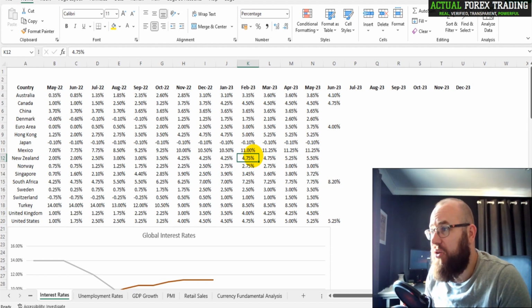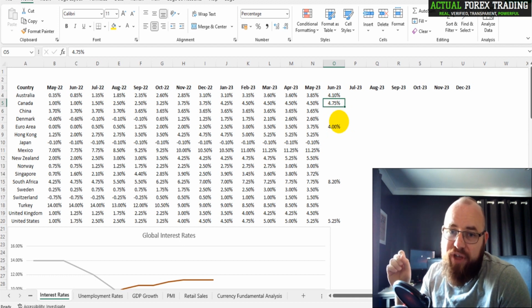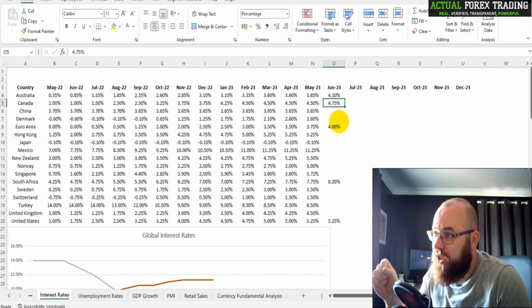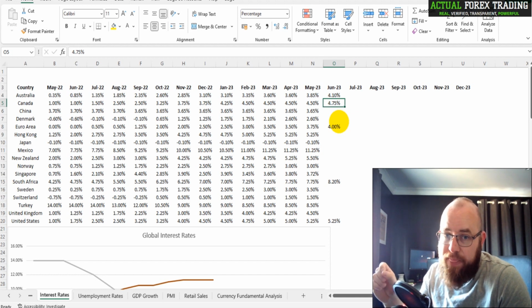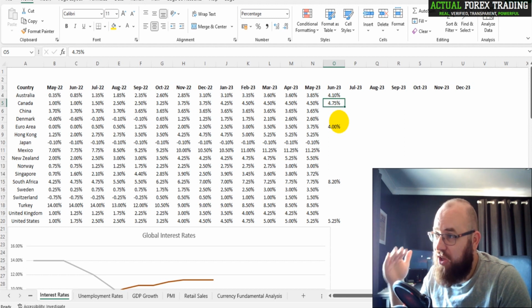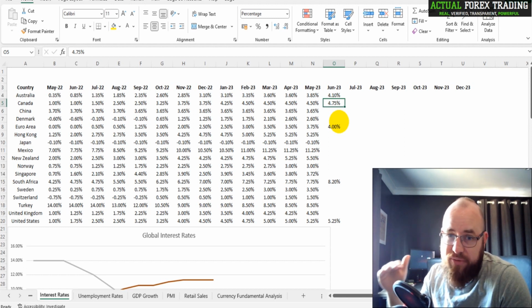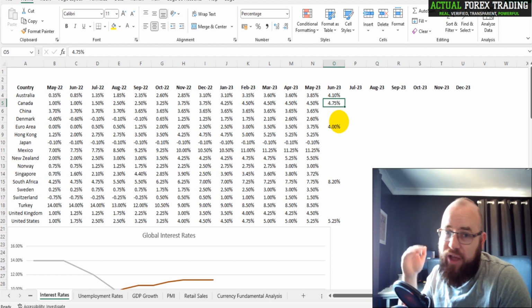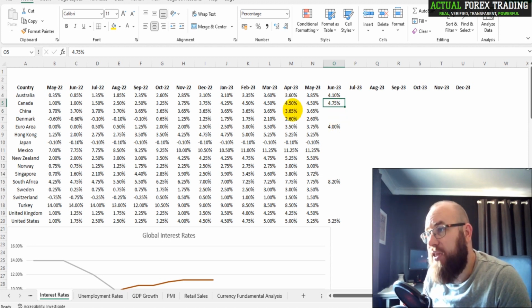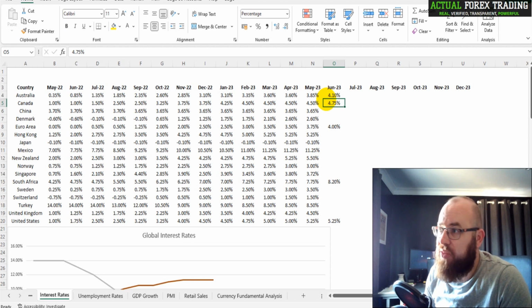It doesn't really matter what the rate is. It doesn't really matter that Australia has 4.1 and Canada has 4.75. What matters most is, what are rates doing? Are they rising? Are they staying the same? Are they coming down? Are there rate cuts? Are they pausing? Are they hiking? Is the Bank of Canada currently hiking rates? Is it pausing rates? Is it cutting rates? And that's what you can see if you track these rates month to month. You can get a good idea of what these central banks are doing.